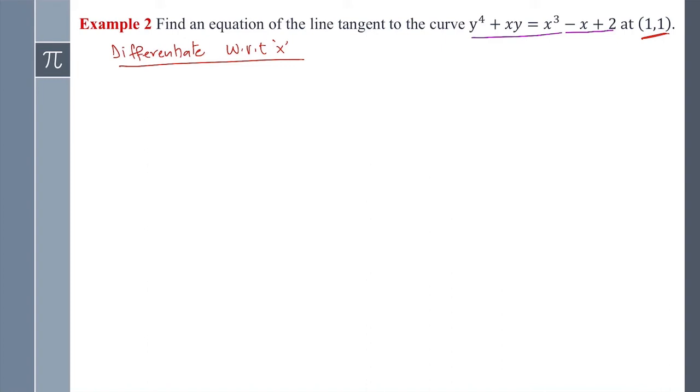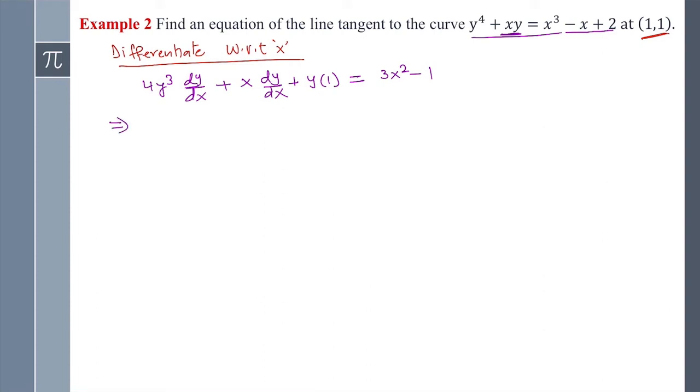So the derivative of y to the fourth is 4y cubed dy/dx, because we are differentiating with respect to x, plus the derivative of xy. We have to use the product rule. The first function is x times the derivative of the second function, dy/dx, plus the second function, y, times the derivative of the first, which is just 1. Then, on the other side, we have x cubed, so the derivative of x cubed is 3x squared, minus the derivative of x, which is 1, plus the derivative of 2, which is 0, so we don't have to write it.